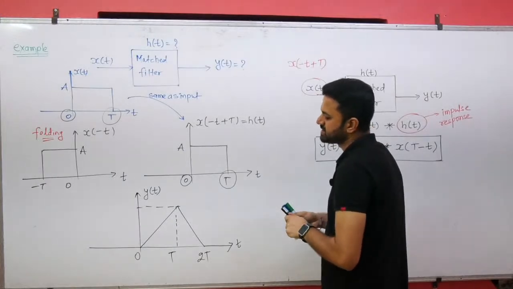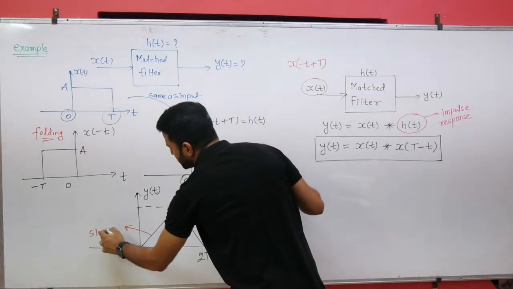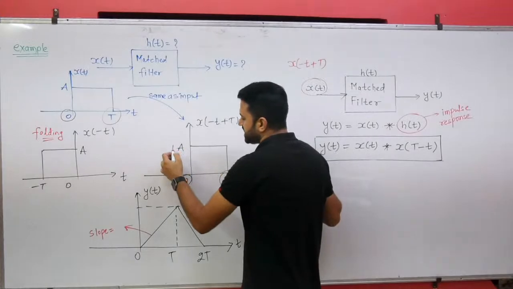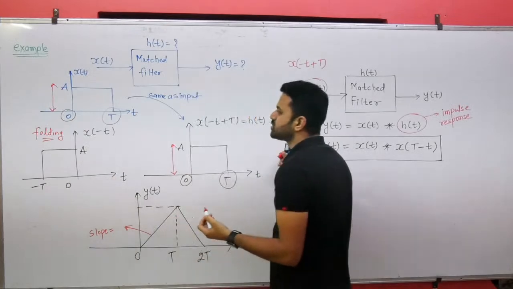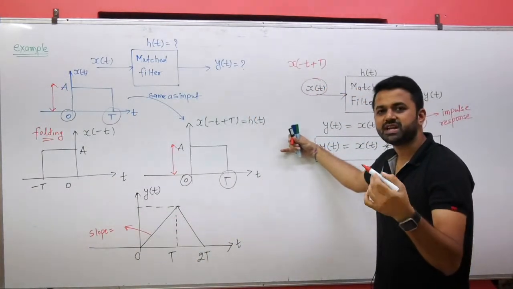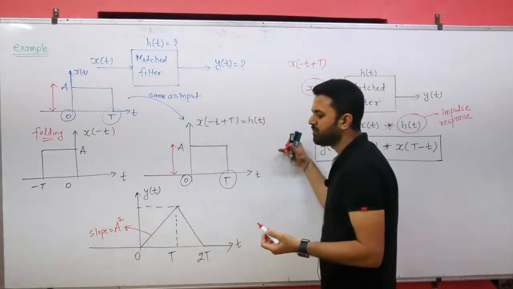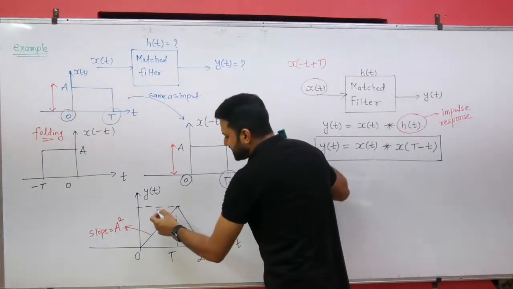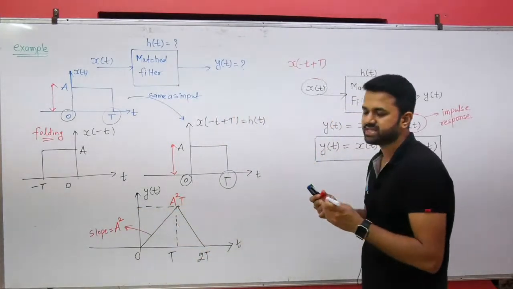Now what should be the slope? The slope is nothing but the multiplication of the heights of the two rectangular pulses. The heights of the two rectangular pulses are a and a. So we multiply these, and a into a is a square. So the slope of this triangular signal will be a square. Because of this, the height will become a square t.